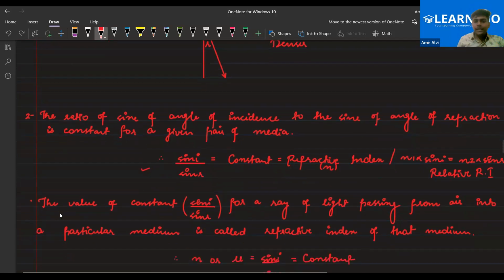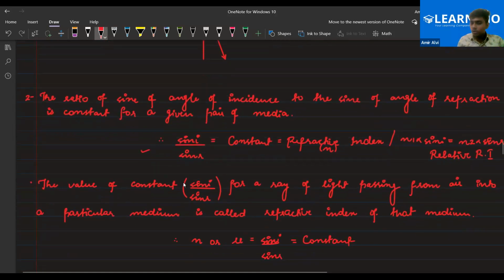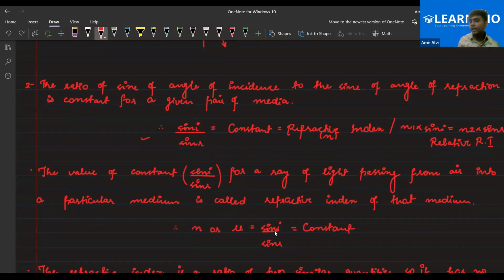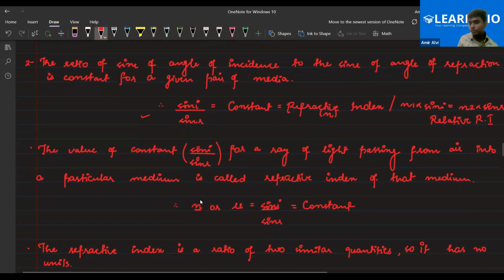That's great. Next, the question is saying that the value of the constant sine i by sine r for a ray of light passing from air into a particular medium is called the refractive index of that medium. The word air is used, sine i by sine r. It doesn't mention N1 or N2, something like that. It just says sine i by sine r is constant passing from air into the medium, so that refractive index will be considered as the absolute because air is involved. Right, everyone?